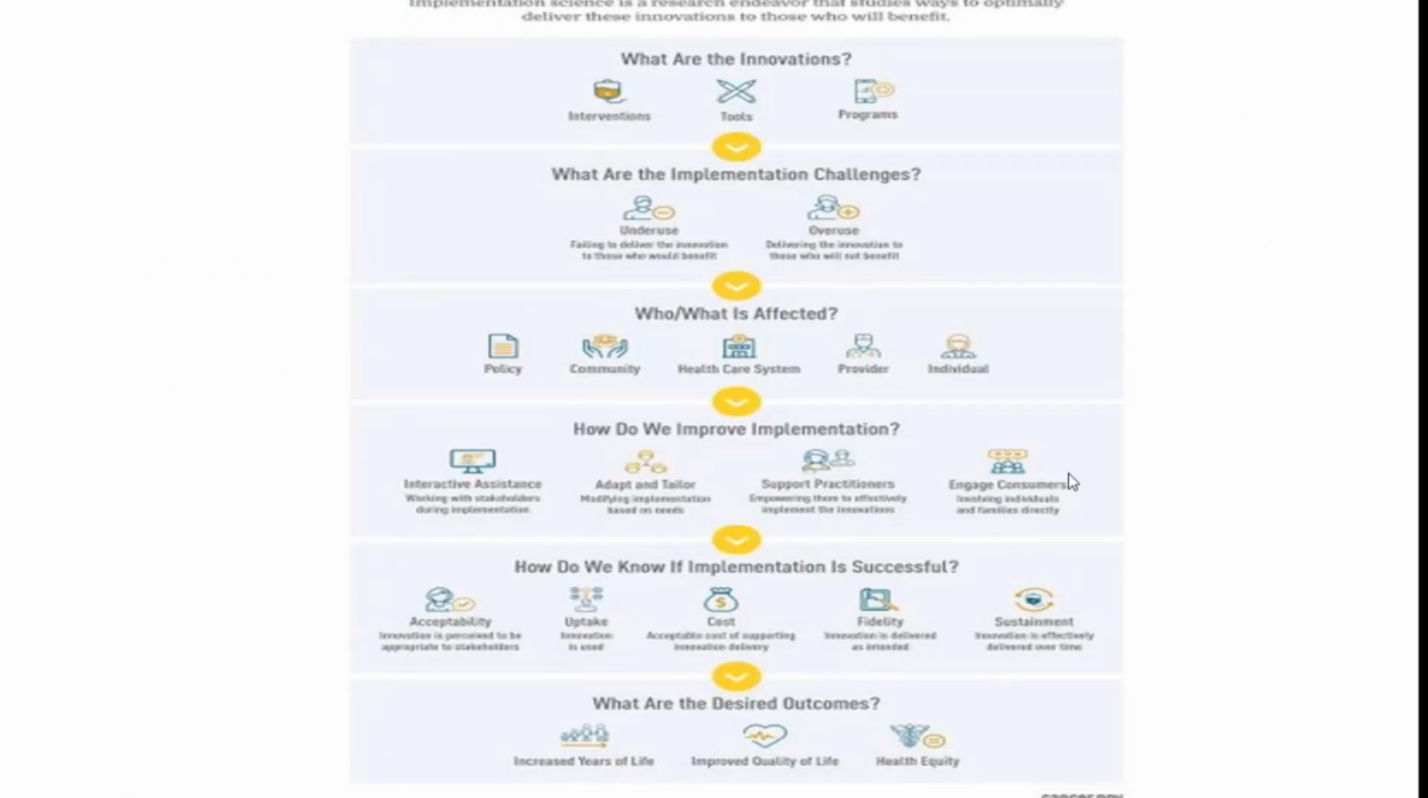So there are some more things you need to consider. These are all kind of the same, but this is just shown in a different way. So what is your innovation? What are the implementation challenges? Who or what does it affect? How do we improve the implementation? How do we know if implementation is successful? And what are the desired outcomes?